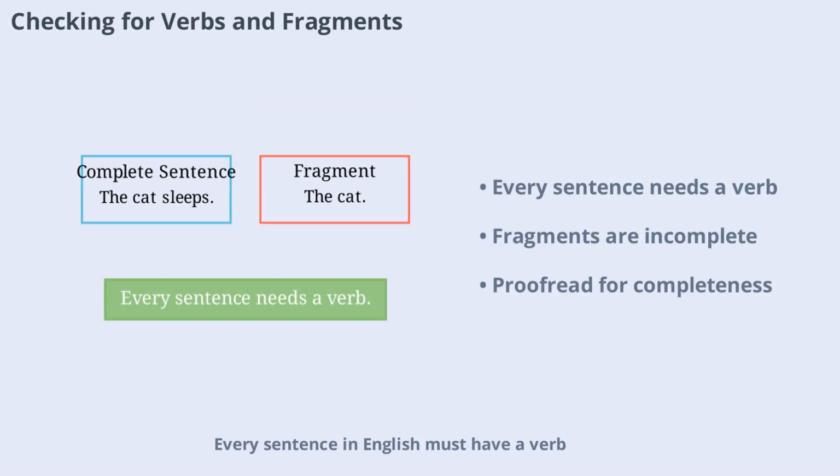Every sentence in English must have a verb. A sentence without a verb is called a fragment and is incomplete. Always proofread your writing to make sure each sentence has a subject and a verb. This helps your writing sound complete and professional.